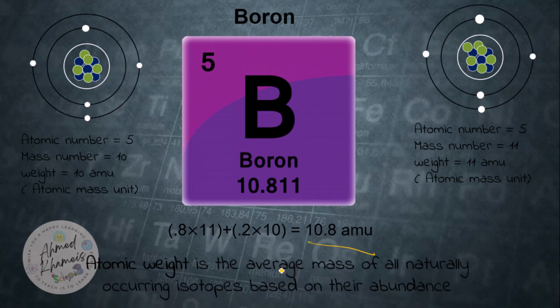So the atomic weight is the average mass of all naturally occurring isotopes based on their abundance. The atomic weight is the average mass of all isotopes of the element.